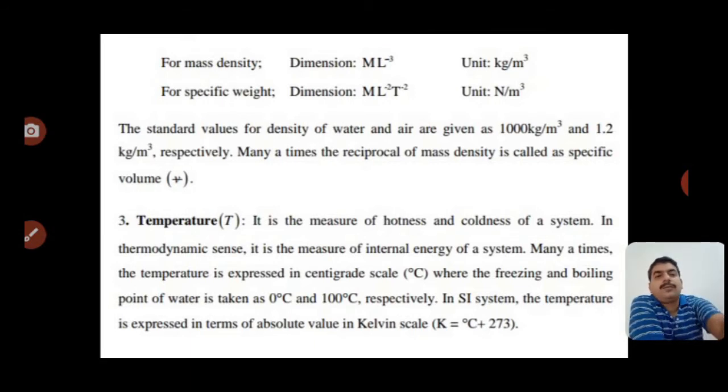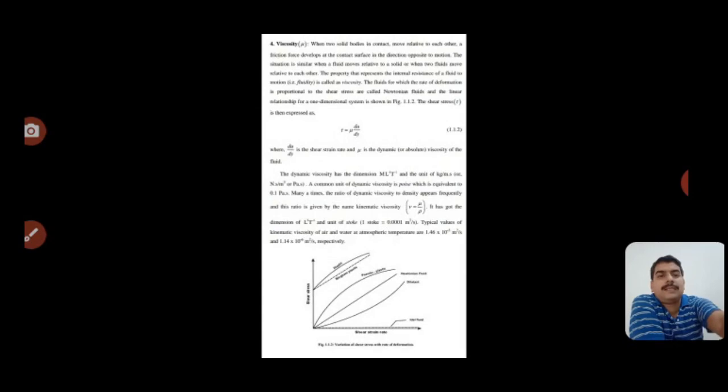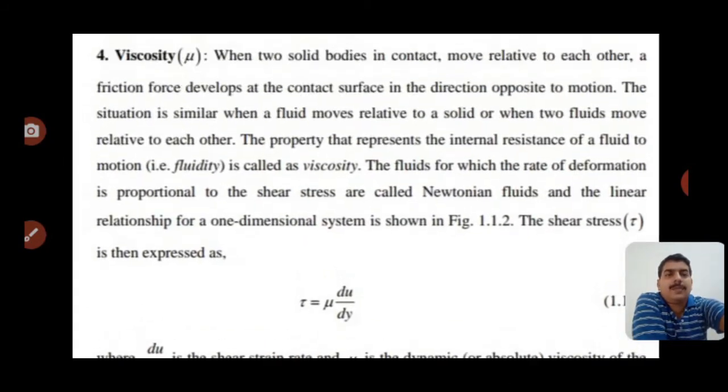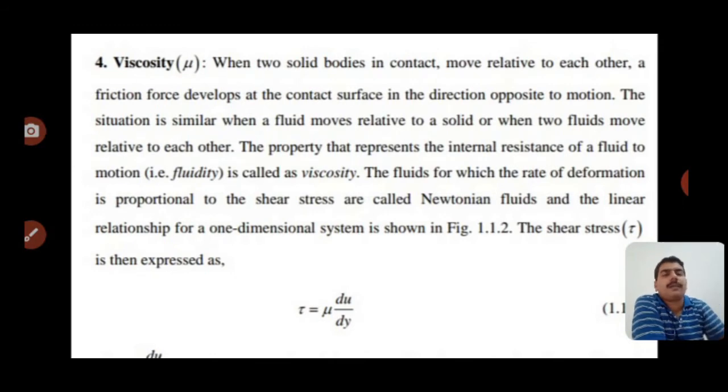Now next slide please. Next property is viscosity.